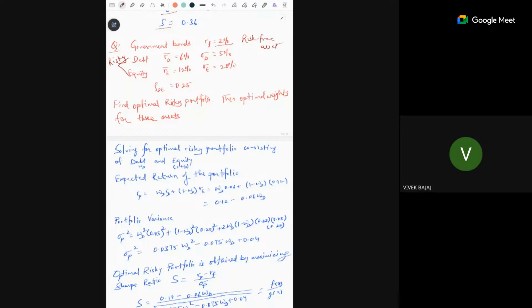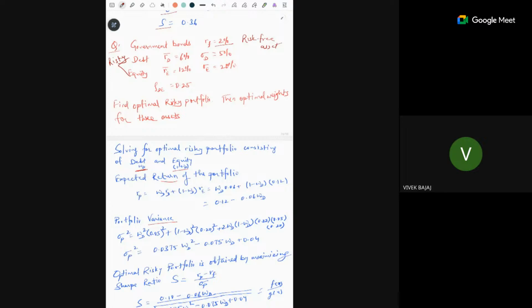In order to find the optimal risky portfolio, you need to maximize the Sharpe ratio. To find the Sharpe ratio, we need the expected return of the portfolio and the variance of the portfolio. We know the formulas for the expected return and portfolio variance. We apply those formulas, and in the first place, we are just looking at the risky assets, debt and equity. If you are investing WD in the debt, the remaining amount you will be investing in the equity, that will be 1 minus WD.